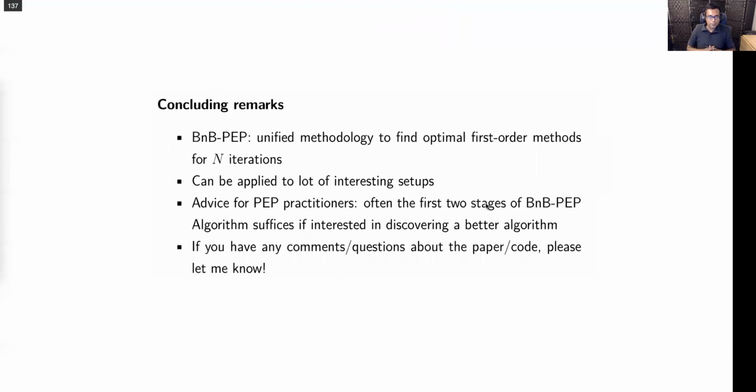So I will conclude my talk now. BnB-PEP is a unified methodology to find optimal first order methods for n iterations, and it can be applied to a lot of interesting setups. And as we have shown, in many cases it is able to generate interesting and surprising results. My one advice for PEP practitioners is that often we are interested in finding a better algorithm. So in those cases, just applying the first two stages of the BnB-PEP algorithm will suffice. And if you have any comments or questions about the paper or code, please let me know.